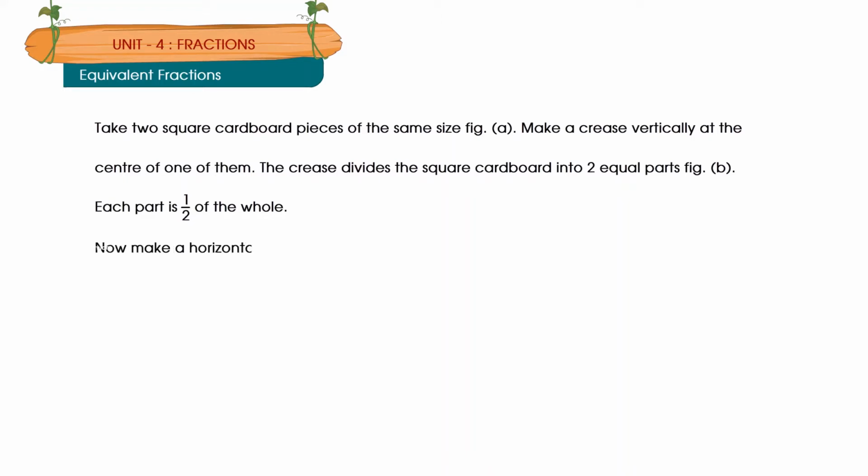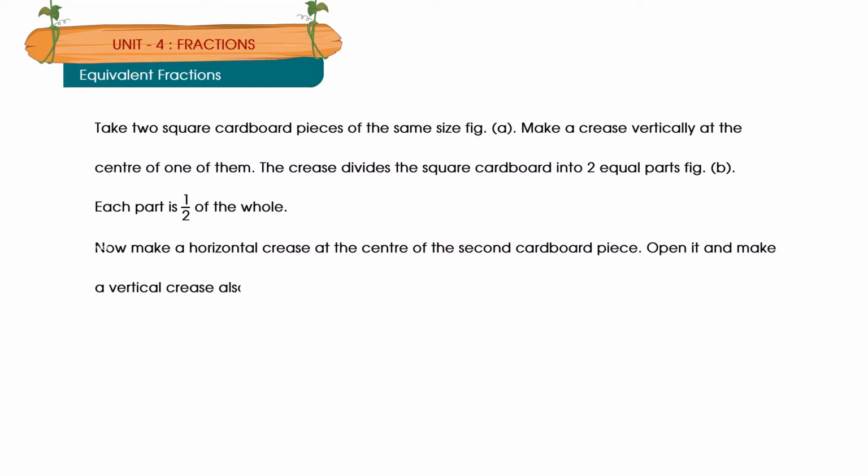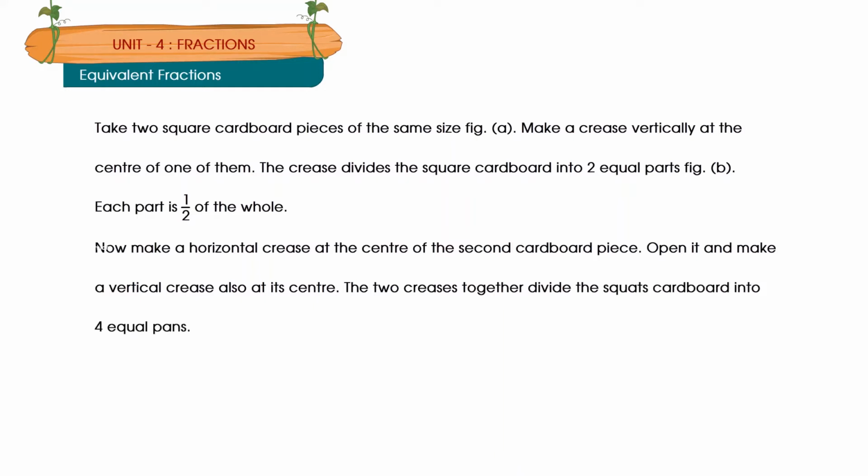Now make a horizontal crease at the center of the second cardboard piece. Open it and make a vertical crease also at its center. The two creases together divide the square cardboard into four equal parts. Compare two of these four parts.